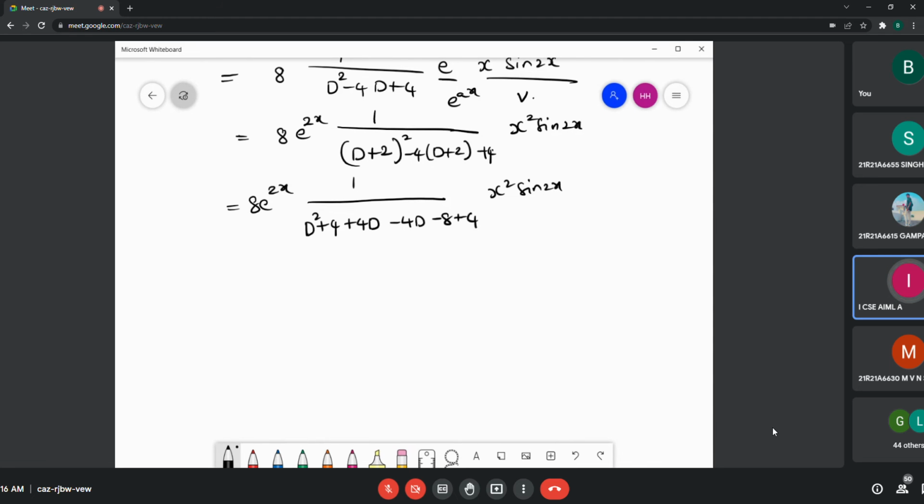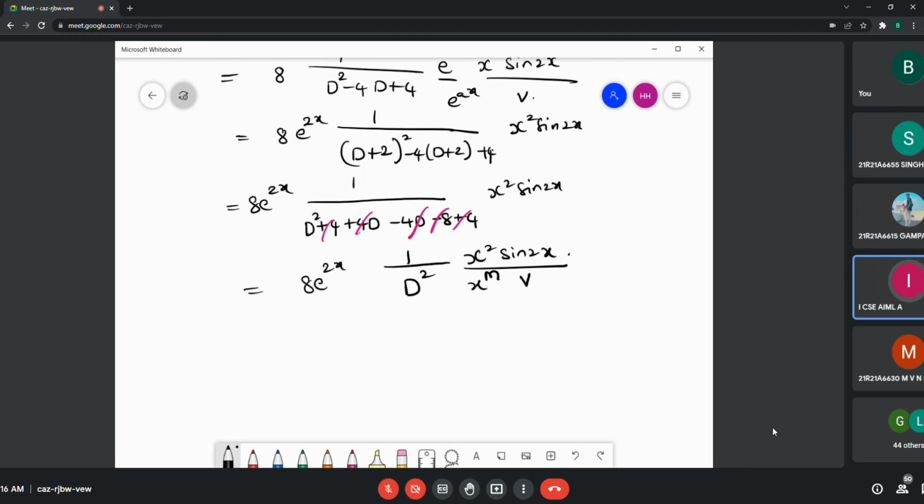So this formula I'll write here. Here minus 4D plus 4D gets cancelled. So plus 4 and minus 8, plus 4 is 8, minus 8 gets cancelled here. So 8 e power 2x into 1 by D square into x square sine 2x. Right? So this is in the form of x to the power m into v.